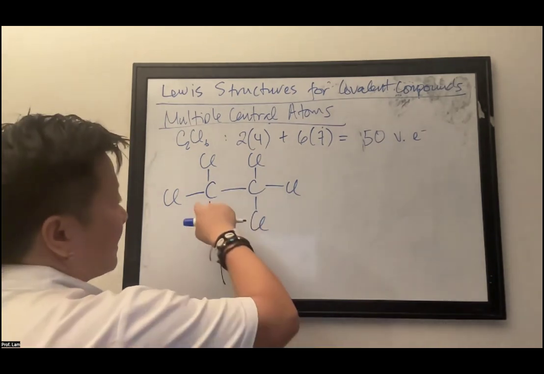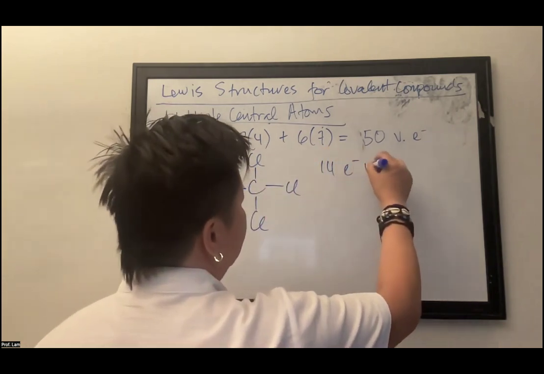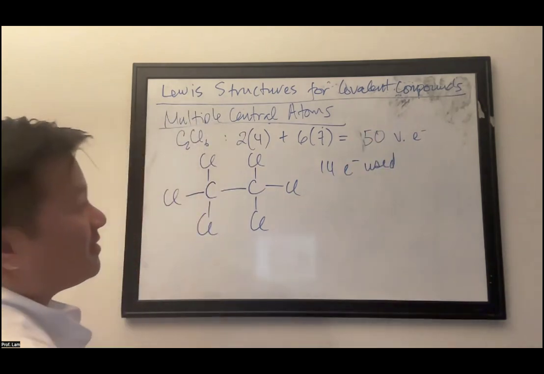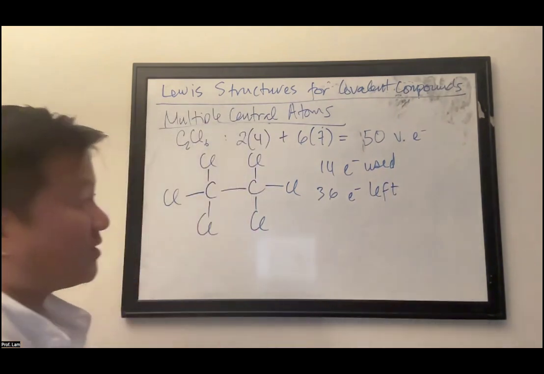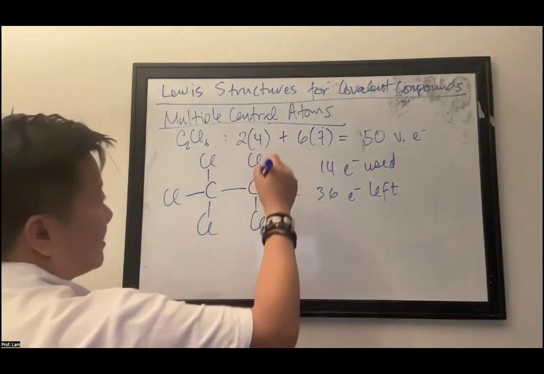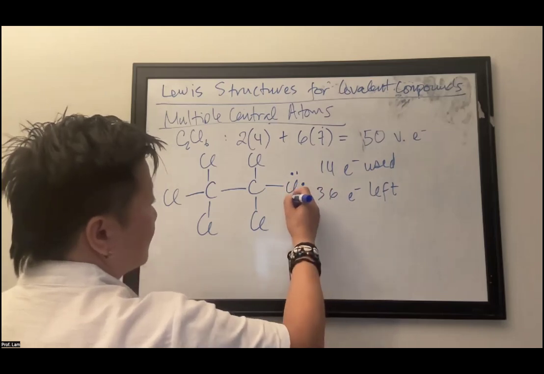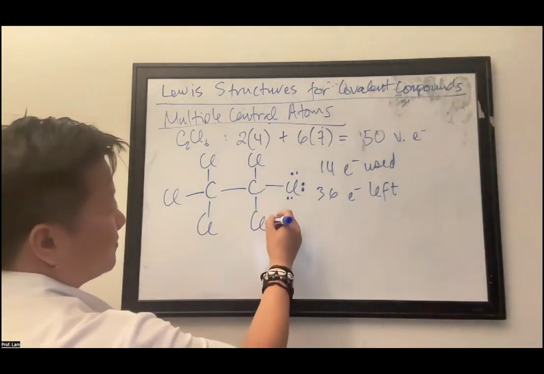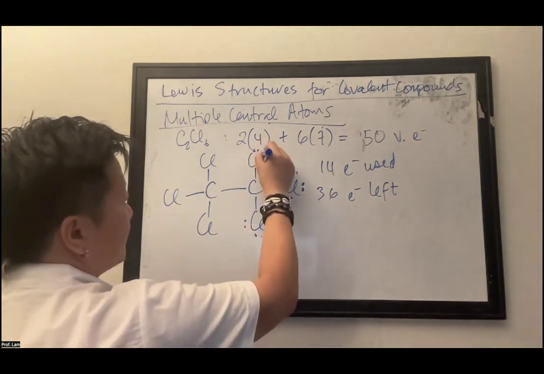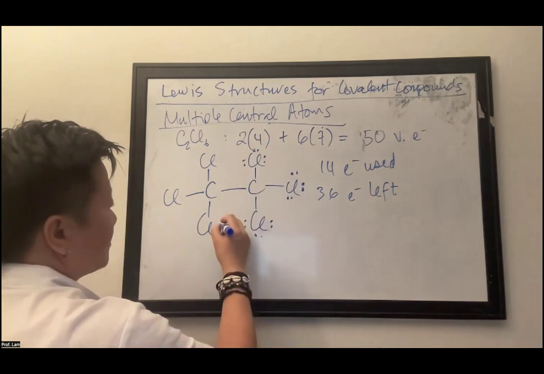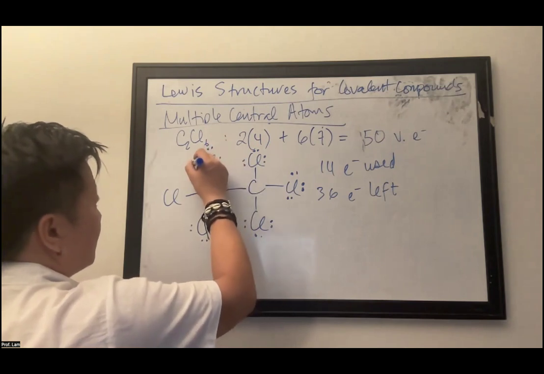Okay. And then count how many bonds you made. 1, 2, 3, 4, 5, 6, 7. That's 14 electrons used. From 50 minus 14, 36 electrons left. And so each chlorine is going to need 3 lone pairs, right? For the octet, because it's already making one bond. So 3 lone pairs on each.